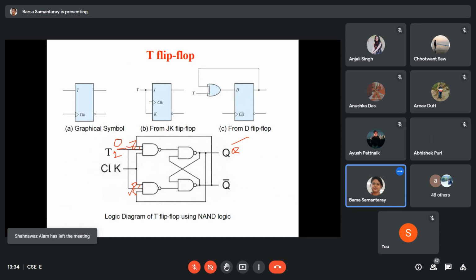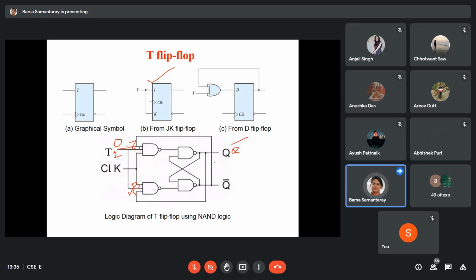Okay? Have you understood T flip flop? Yes, ma'am. In the JK flip flop, if we short both the inputs, that becomes a T flip flop. Okay. And here, this is the graphical symbol of T flip flop. So when both the J and K inputs are shorted, that is also a T flip flop. As well as from the D flip flop, we can derive the T flip flop.